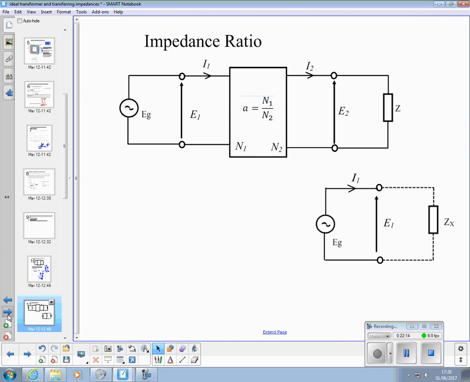And somewhere you should have that the reflected impedance Z dash is equal to A squared Z. So when you transfer an impedance, the impedance that the generator sees is the turns ratio squared times the actual impedance. Okay. You're happy for me to move on?